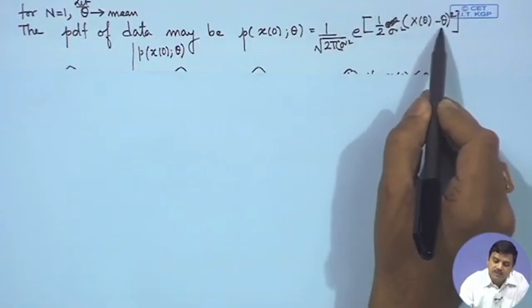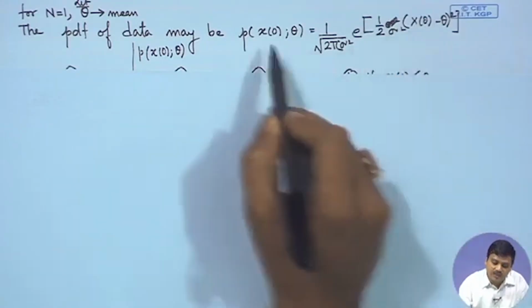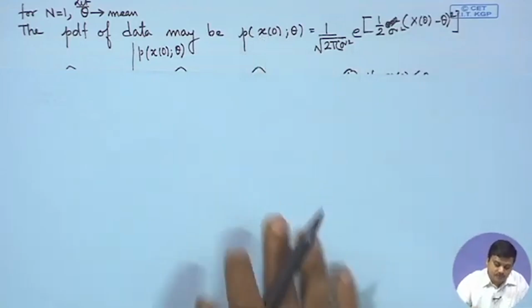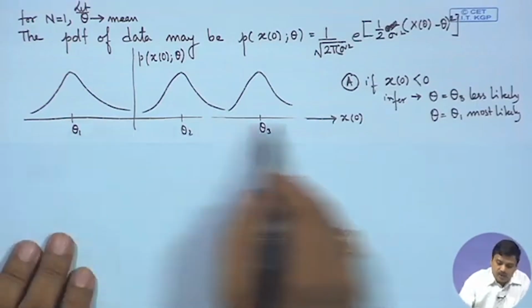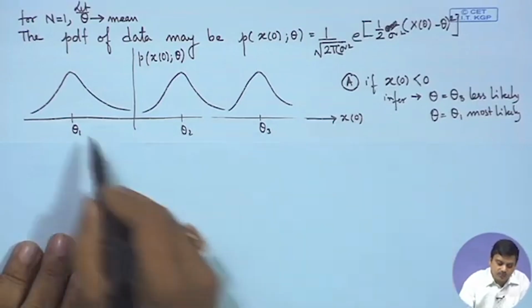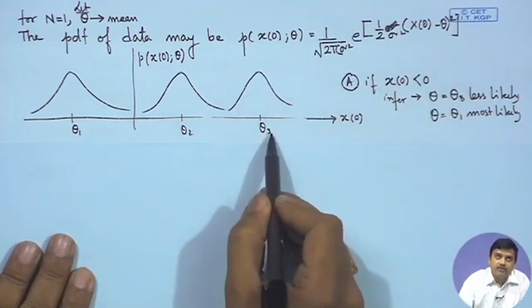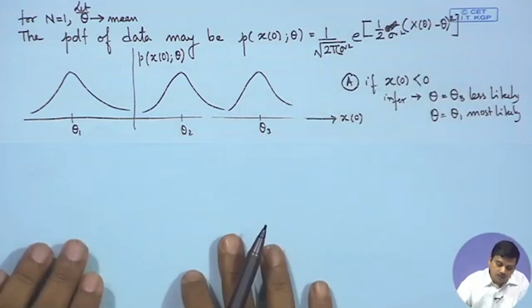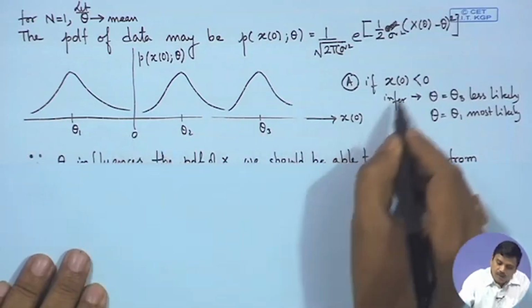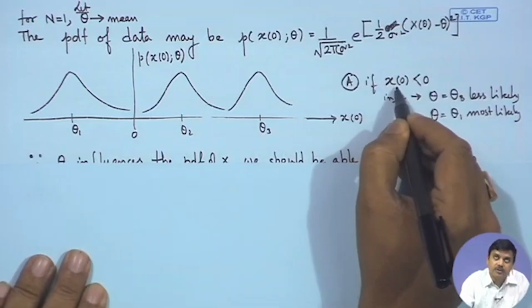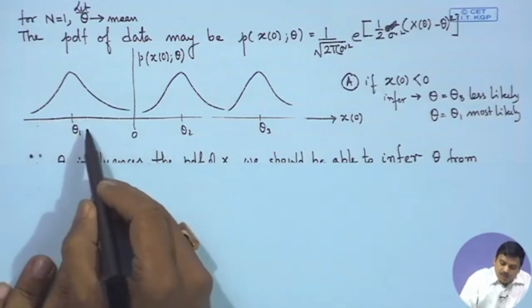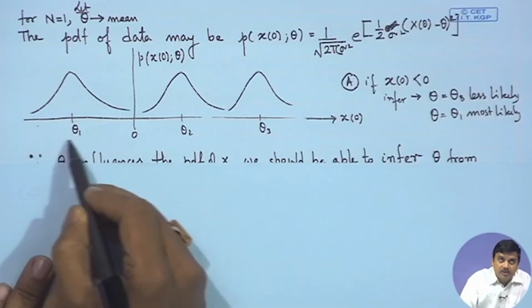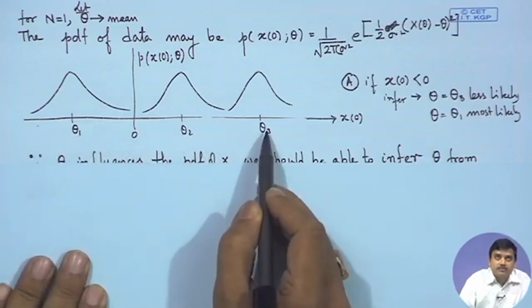So, the PDF of the data can be expressed in this form, where theta is the mean and x 0, I say x 0 because we have a single observation. So, this PDF can be plotted along the x 0. So, we put x 0 and we parameterize this by different values of theta. So, what we find is that if I have received x 0, which is negative on this side, the most likely value of theta would be theta 1 and not theta 2 and theta 3, right.